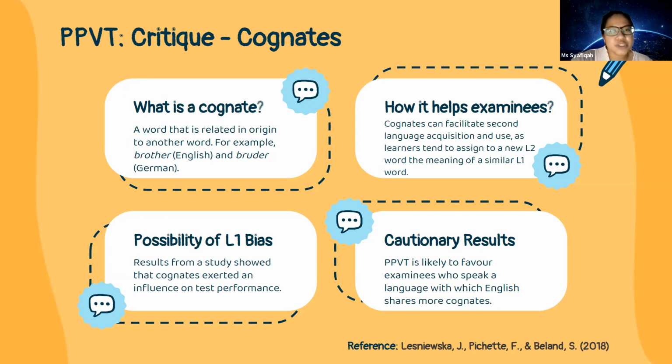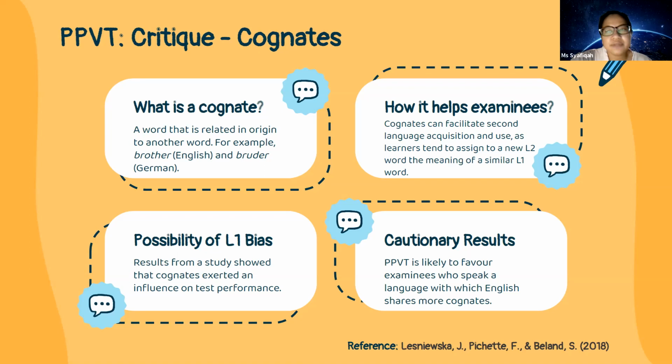So for example, a German child, when the examiner says, oh, point to brother, hears the word brother and thinks, oh, it's the same as Bruder. Maybe he doesn't even know what brother means, but he could point correctly because he was using his first language ability, right? So how does it actually help examinees?